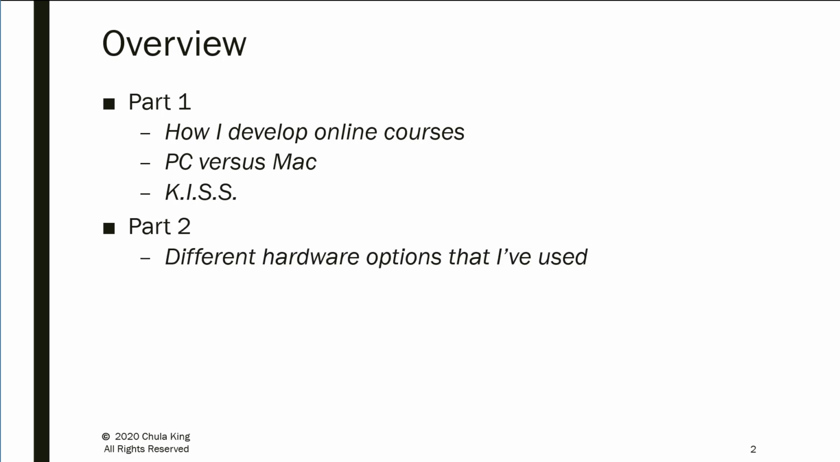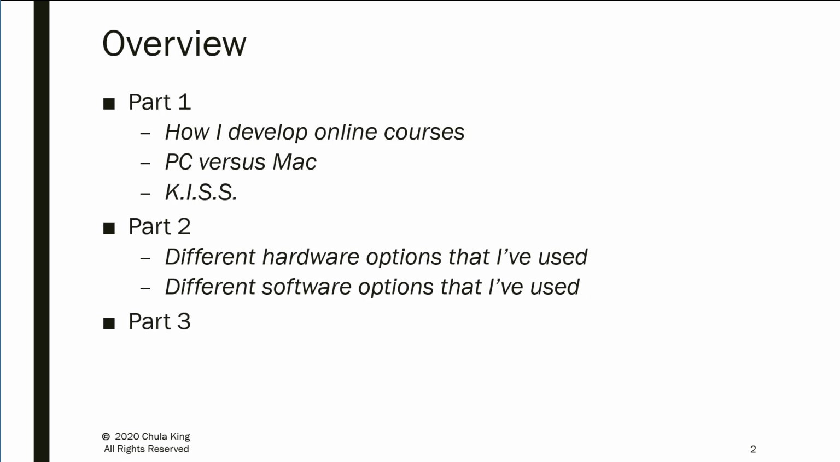In part 2, I'm going to talk about different hardware options that I've used in the past and what I think works best, at least for me. I'm also going to talk about different software options that I've used in the past and what I think will probably work best for you in this compressed time period. In part 3, I'm going to get a little bit philosophical, starting with accessibility. In all of this, accessibility is really the elephant in the room, but I'm not going to spend a lot of time on accessibility. Rather, I'm going to offer a handful of suggestions that you should probably consider in putting together your online courses. I'm going to end this with some thoughts about where to go from here.